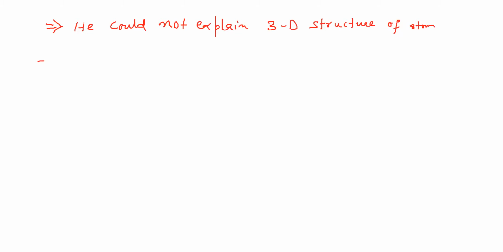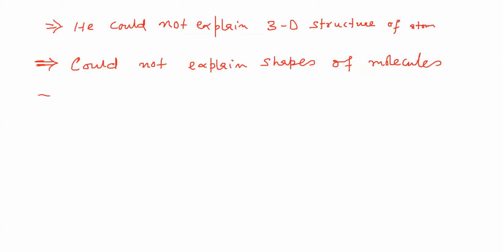Okay, the next limitation is that he didn't tell anything regarding the shapes of molecules. For example, different molecules have different shapes. Why do these atoms combine? What is actually happening there? Bohr could not explain anything regarding this. So you will write that he could not explain the shapes of molecules, that is, how we have different shapes in different molecules.